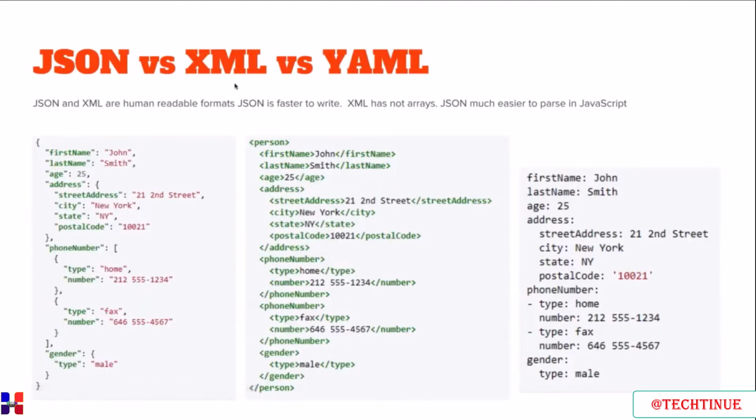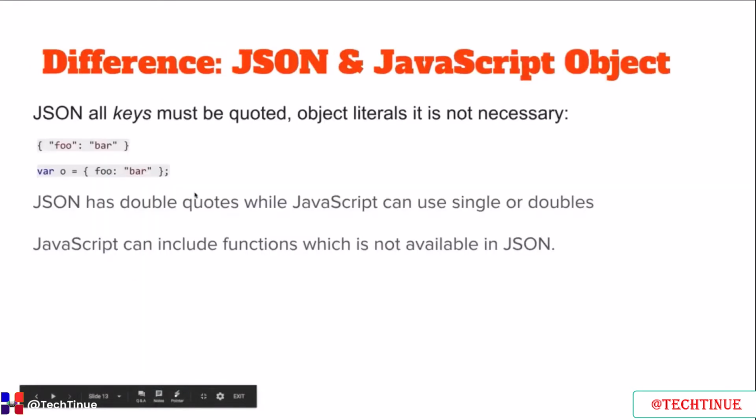So JSON versus XML versus YAML. So there are some differences. JSON's the one here on the left-hand side. So this is one of the easiest ones to read, write, and use within JavaScript. So there are some differences, of course, between JavaScript.